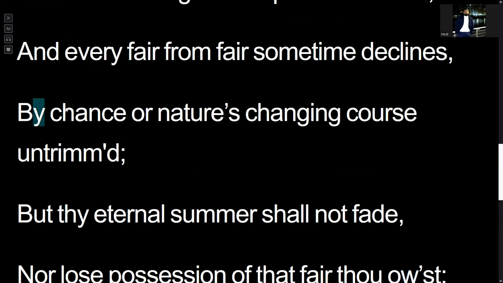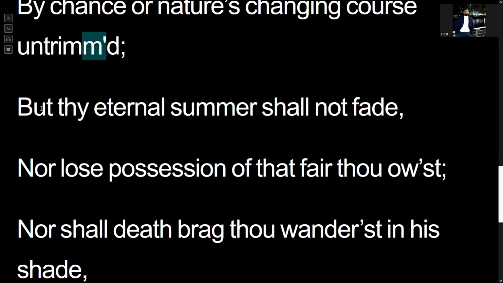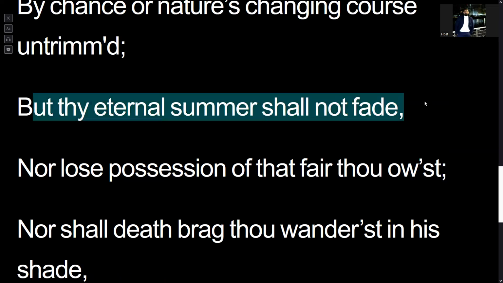They're all like this. "By chance or nature's changing course, untrimmed." Tata, tata, tata, like a dancer. That's the rhythm in the line. So besides the rhythm requirement for the structure of the poem, the line itself could have been perfect. He didn't have to write eternal, he could have used another word. He could have said, but thy perfect summer shall not fade. That would have been fine. He could have said, but thy lovely summer shall not fade. That would have been fine.